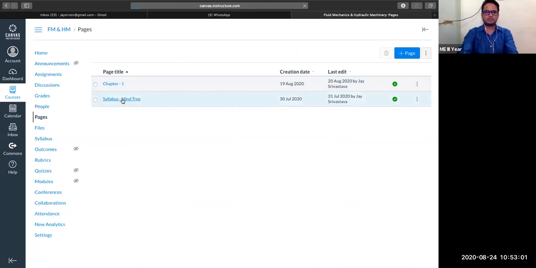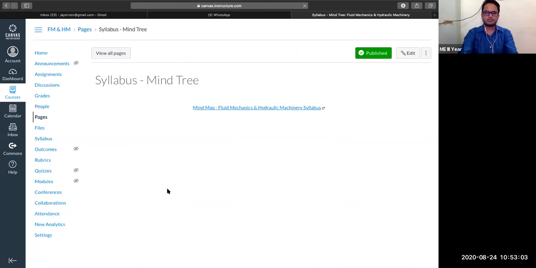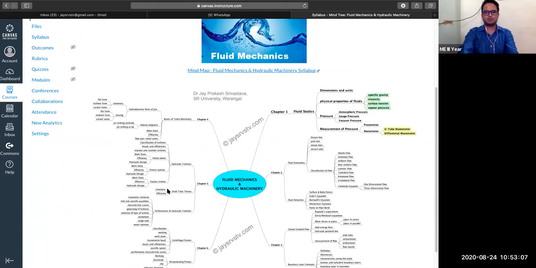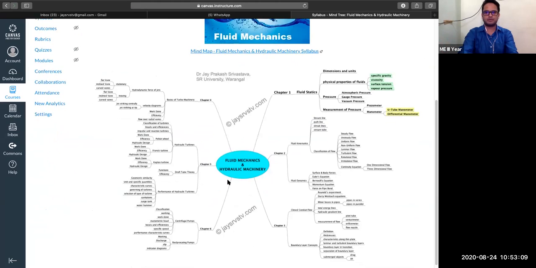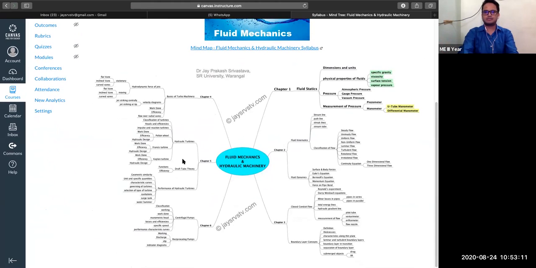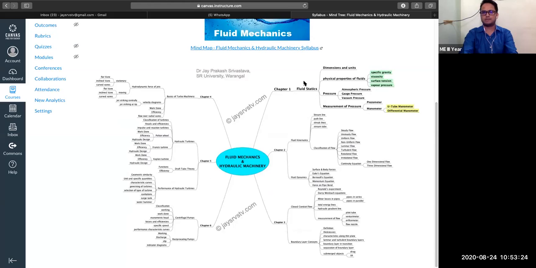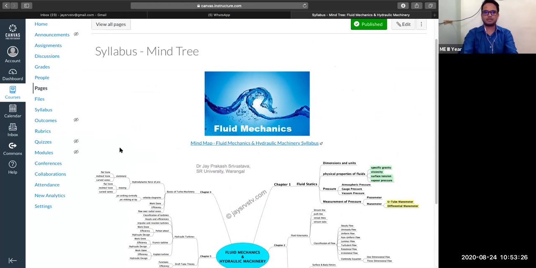The first one is your syllabus mind tree. If you remember, in our first lecture I showed you the complete syllabus of fluid mechanics in this mind tree format, where you have seen chapter 1, chapter 2, chapter 3, 4, 5, and 6. In chapter 1, we have completed all those things now. So this is the mind tree of your syllabus.